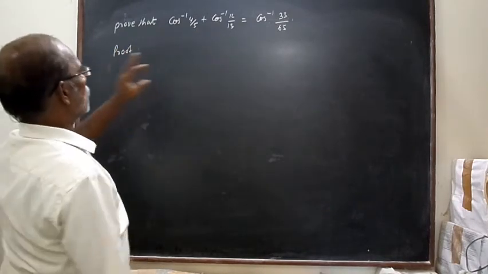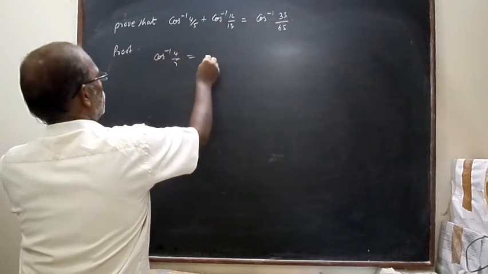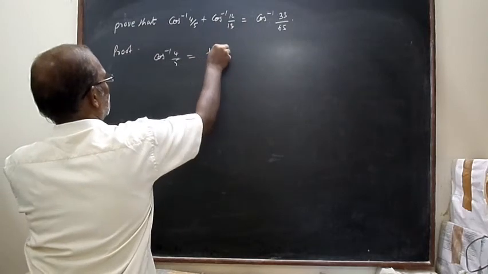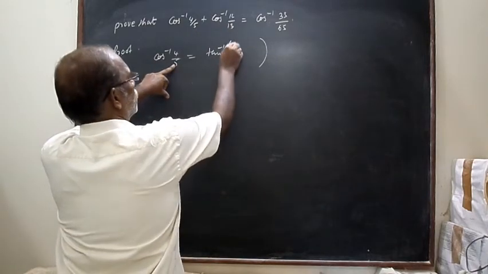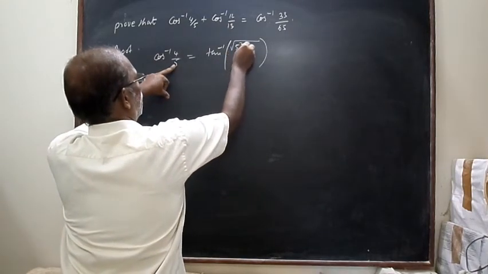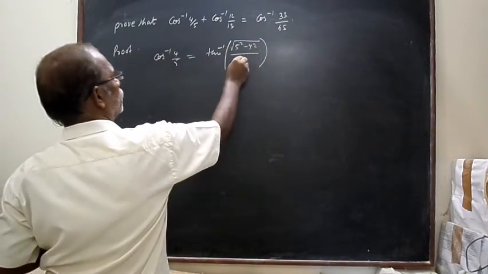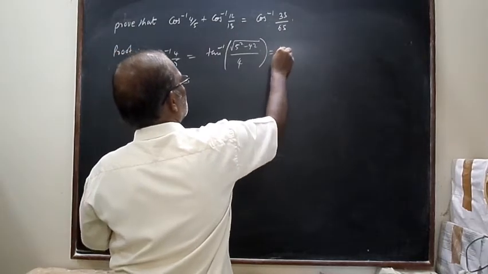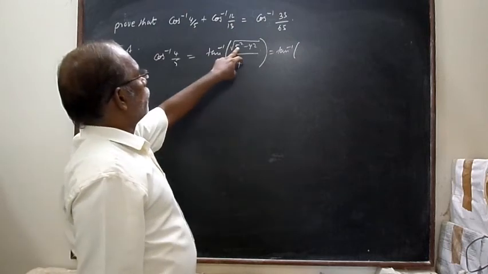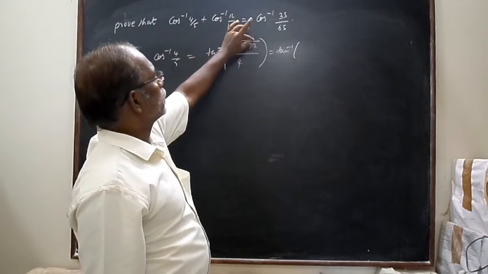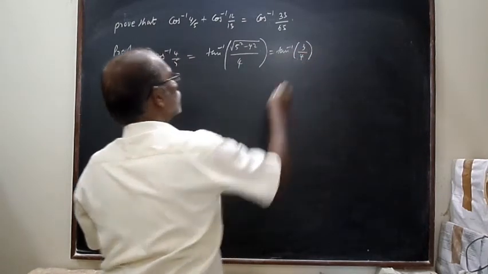Let us apply the conversion rule. Cos inverse of 4 by 5 should be written in terms of tan inverse. Tan inverse of the opposite side, root of 5 square minus 4 square, over the adjacent side, which is 4. That is tan inverse of root of 25 minus 16, 9, square root of 9 is 3, so 3 upon 4.